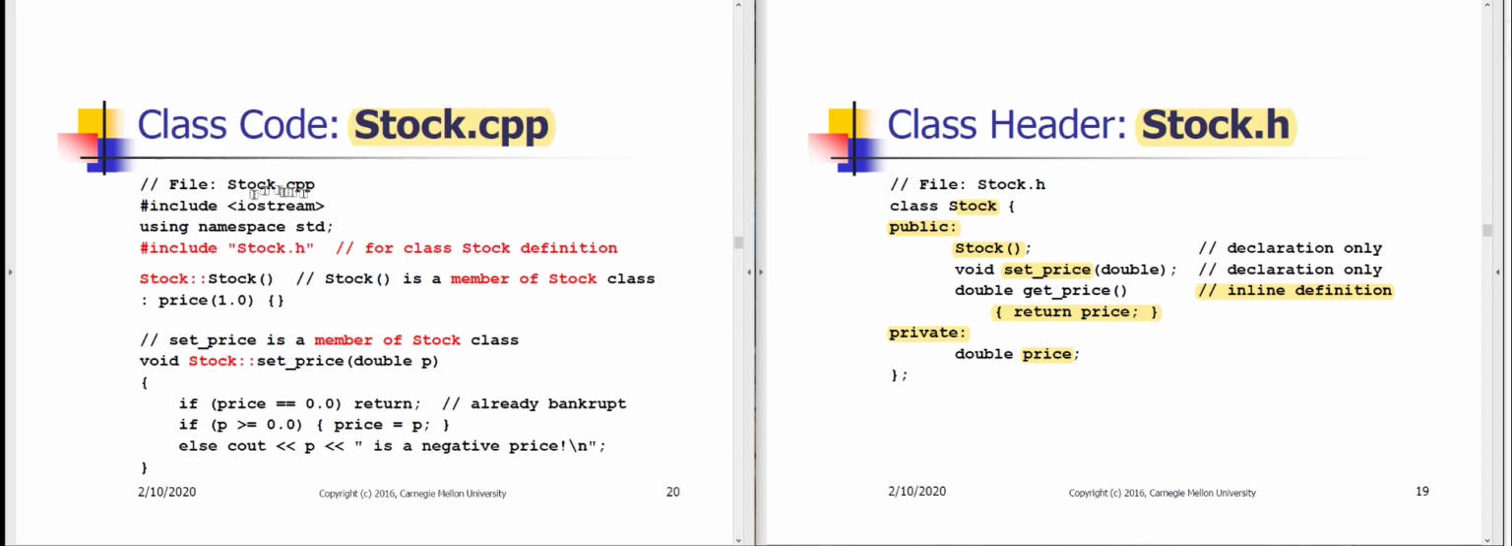Now, notice in the code file that we start out with our include iostream and using namespace std as usual.